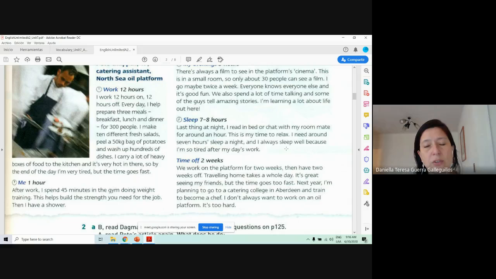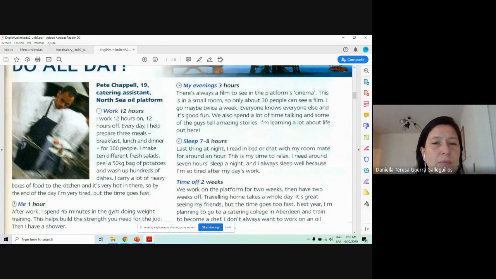Time off, 2 weeks. We work on the platform for 2 weeks, then have 2 weeks off. Traveling home takes a whole day. It's great seeing my friends, but the time goes too fast. Next year, I'm planning to go to catering college in Aberdeen and train to become a chef. I don't always want to work on an old platform. It's too hard.